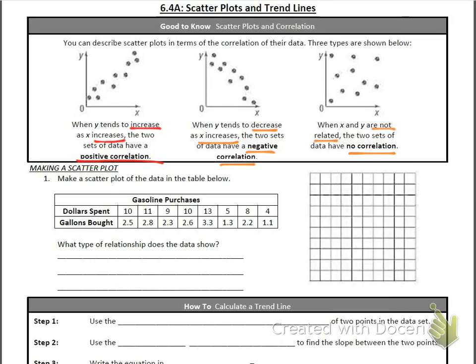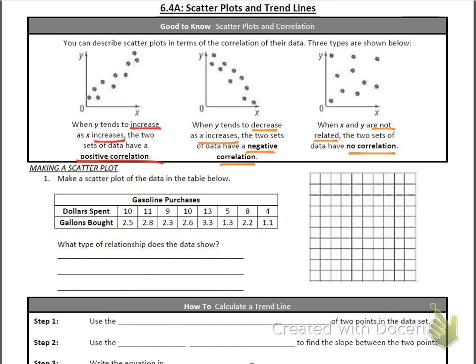But we're going to look at number 1 and we're going to just make a scatter plot. Okay? So I gave you some data that shows the number of dollars you spend and the amount of gallons you can buy of gasoline. This is relevant because gas prices are going down. Okay, so let's look at this.